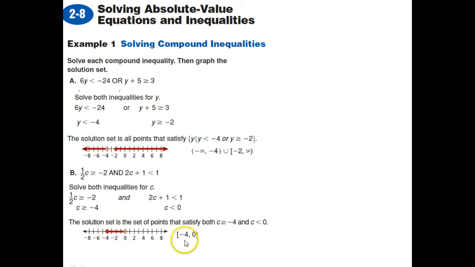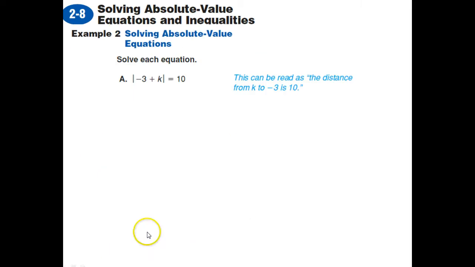The interval notation should be pretty easy for you to do now. We go from negative 4 to 0. Negative 4 is included, so remember we use a bracket. 0 is not, so we use a parenthesis.